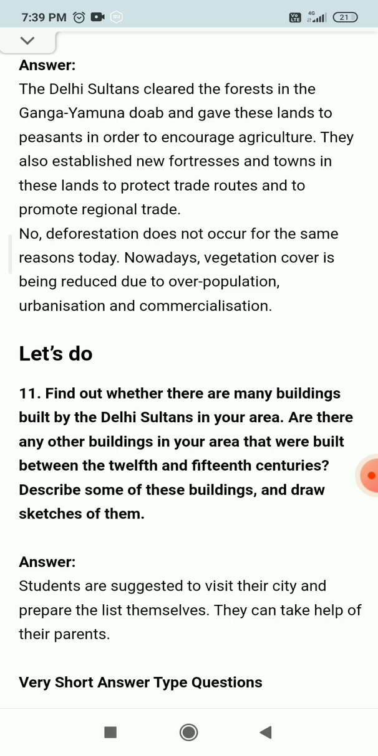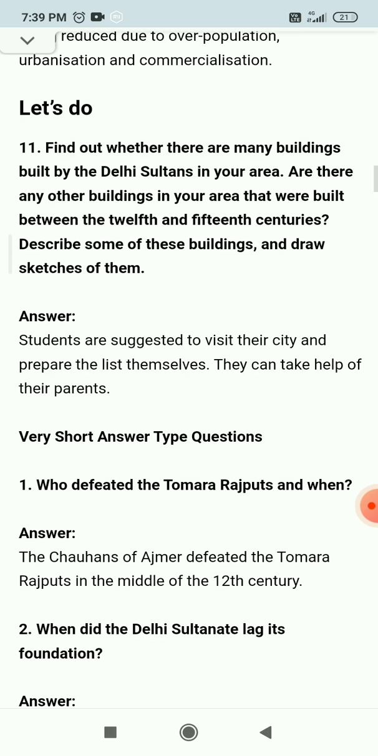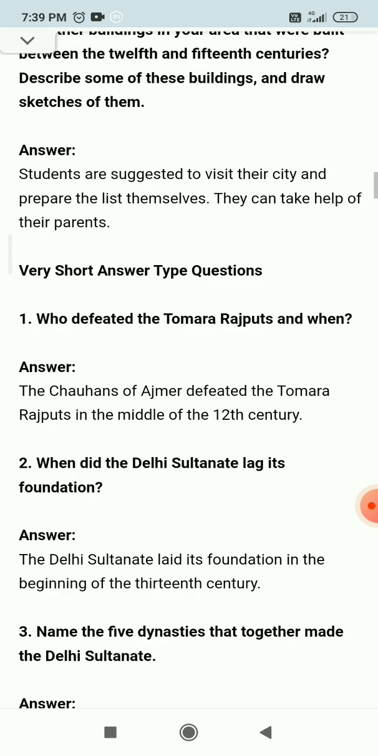Okay, let's find out whether there are many buildings built by Delhi Sultans in your area. Are there any other buildings in your area that were built between the 12th and 15th century? Describe some of these buildings and draw sketches of them. Students are suggested to visit their city and prepare the list themselves. They can take the help of their parents. That is the personal response question.